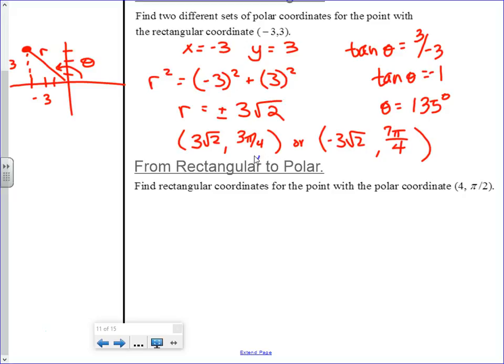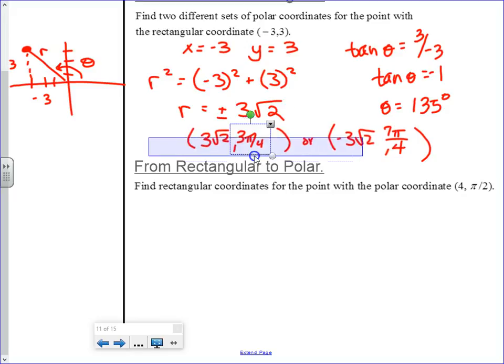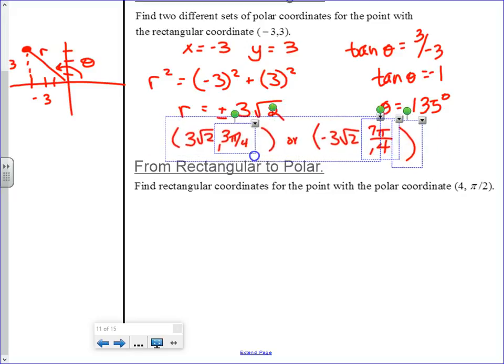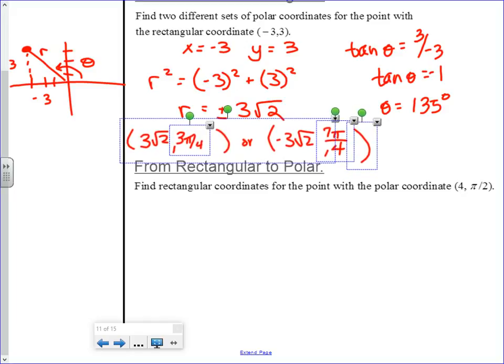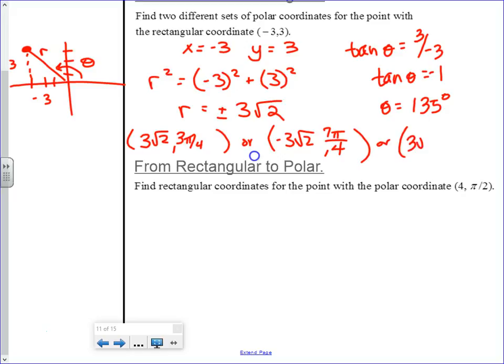Yeah. But I mean, we could do more points. Guys, what are 2 more points that would also describe this exact location? Because there are infinitely many. Give me another one. 3 root 2, comma, plus 2 pi would be 8 pi over 4 plus 3 pi over 4. So 11 pi over 4? Yeah. You could do that.